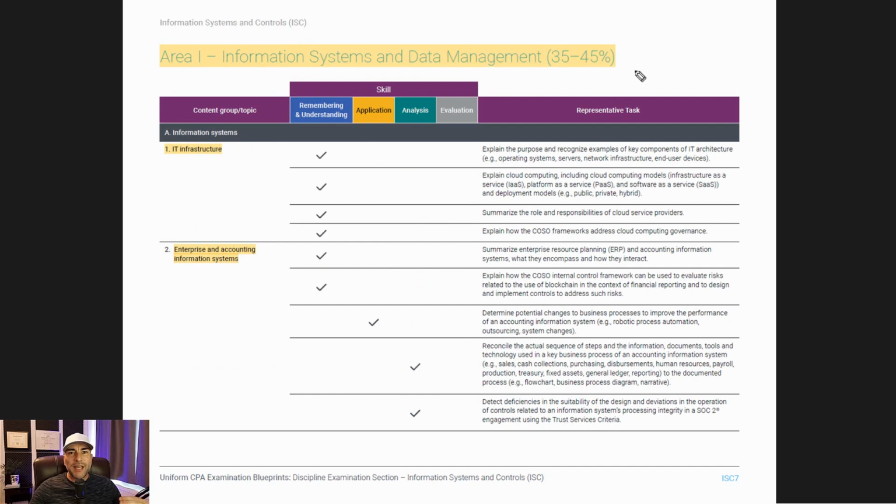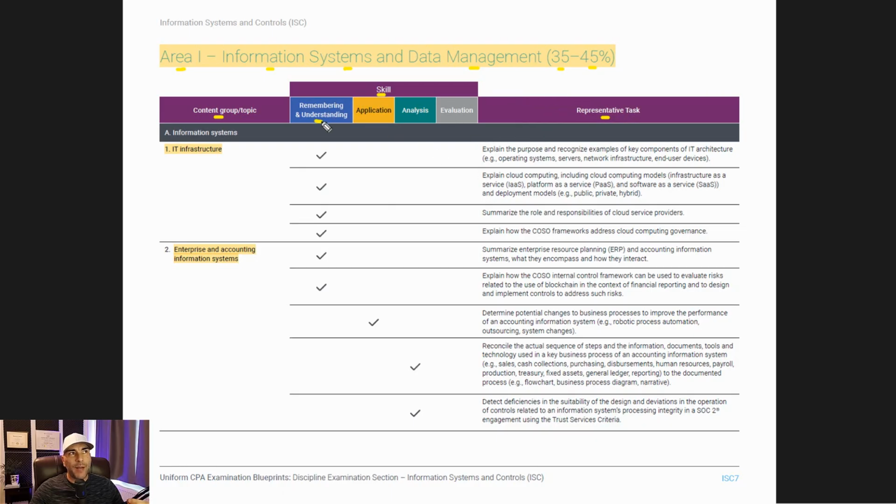So now, getting into the details of each specific area of the ISC exam, we're going to start with Area 1, which is the Information Systems and Data Management section of the ISC exam, which is going to comprise 35 to 45% of the material that you're going to be seeing on the exam. And again, these areas are broken down by content group and topic and the skills that you're going to need to know for each individual representative task that you're going to be asked questions about.